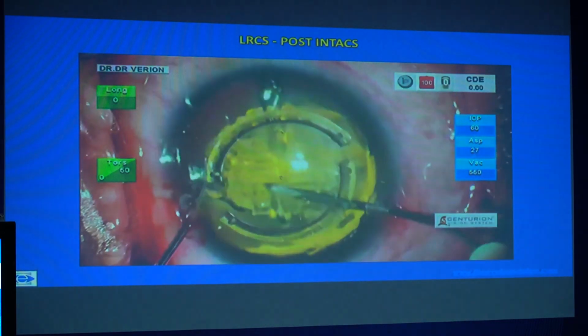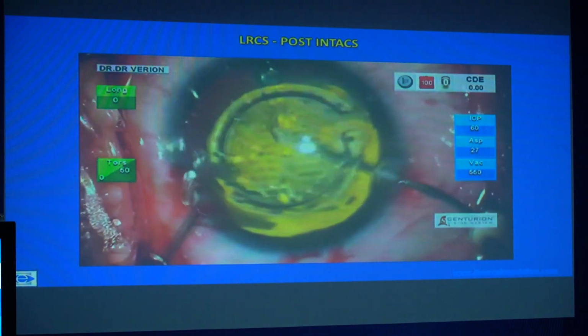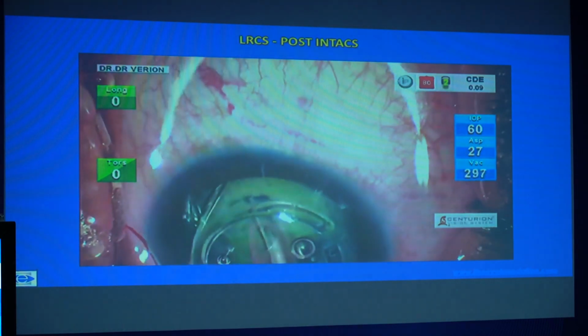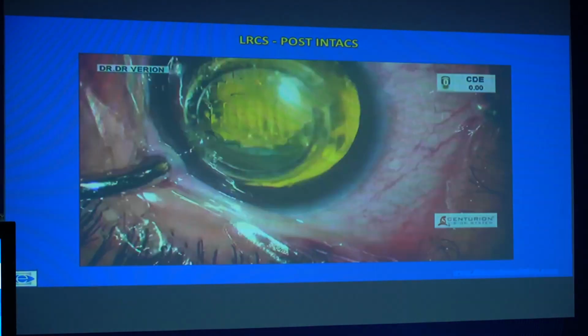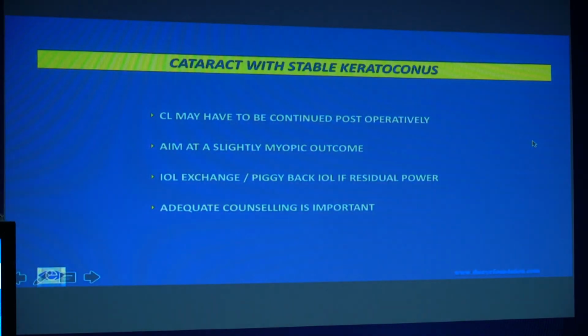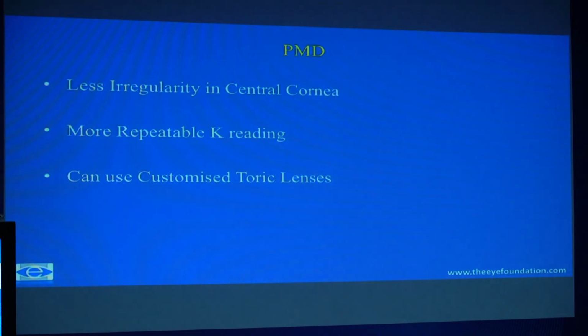If you put in a toric IOL and the patient requires a contact lens later, it will actually end up uncovering the astigmatism corrected by the toric IOL, and the patient would require a significant power on the glasses as well. Again, aim for a slightly myopic outcome, and in some of these extreme cases, you may even have to resort to using a piggyback IOL if the residual power is significant.